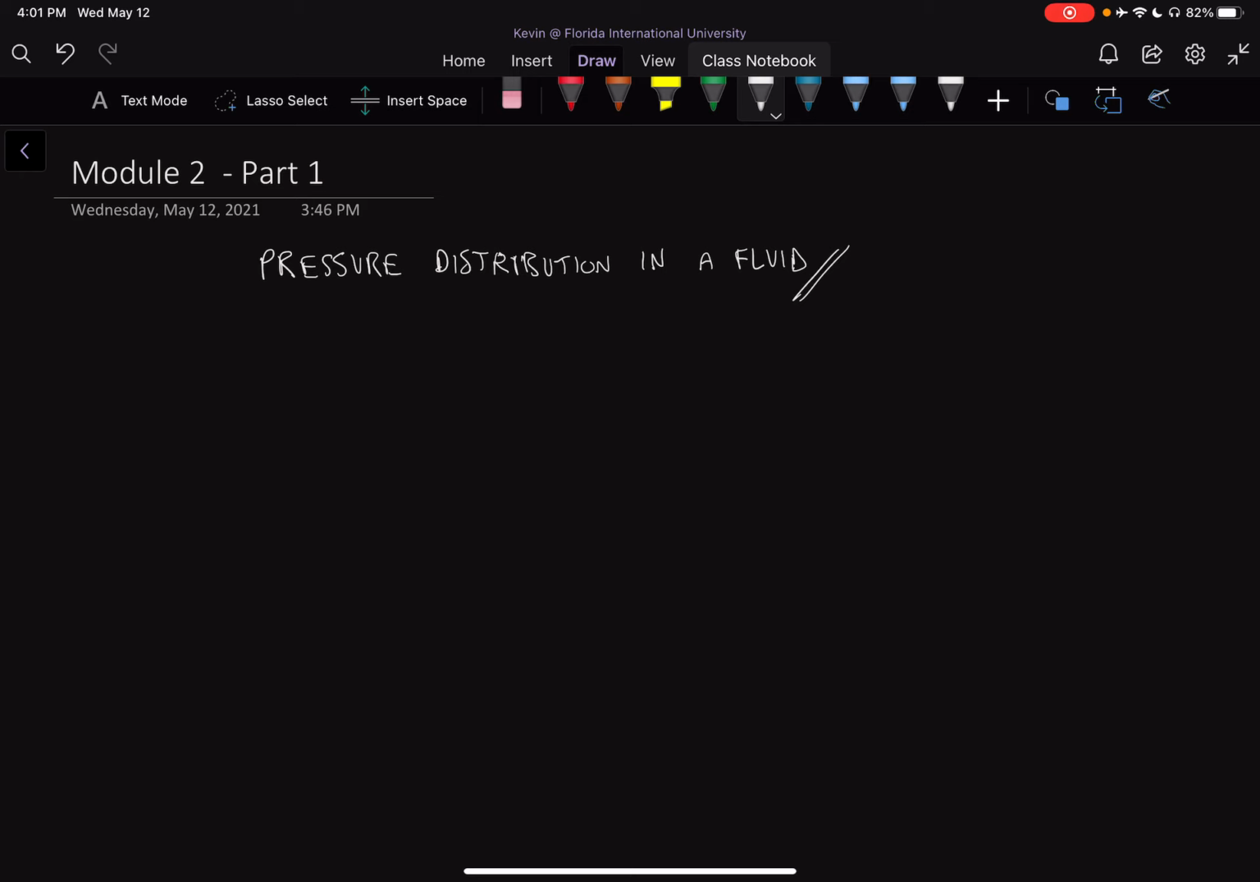To get started on Module 2, we're going to be talking about pressure distribution in a fluid, and this is equivalent to Chapter 2 in your textbook. So to follow along, you would follow Chapter 2 in your textbook.